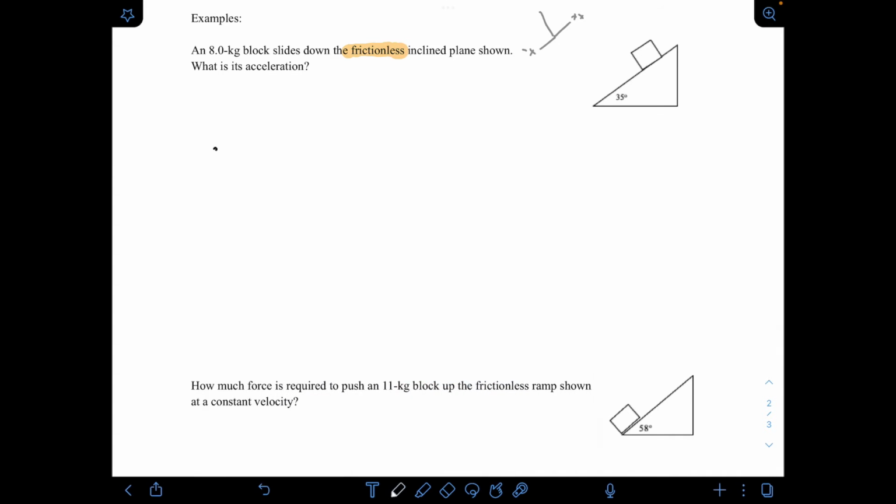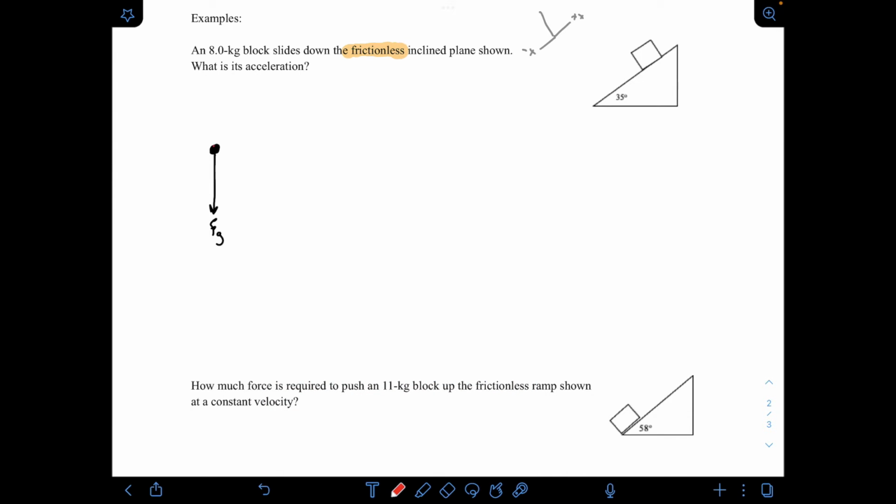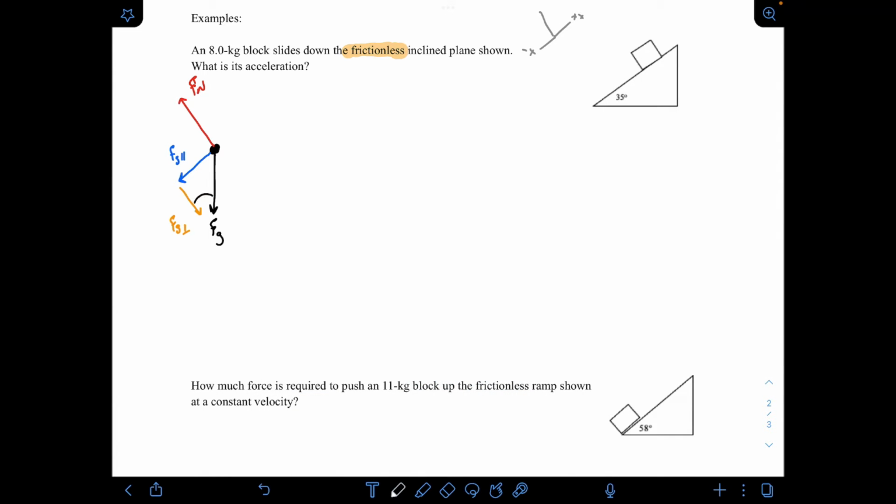So the first thing we do is we're going to have a big dot here. We're kind of zooming in, and we're looking at this and saying, okay, there is the FG, the weight of the object. The normal force is up at an angle. This blue one is going to be that parallel to the ramp, FG parallel. This is going to point down this way. This is going to be the FG perpendicular. The angle involved here, there's the theta, in this case, that 35-degree angle.